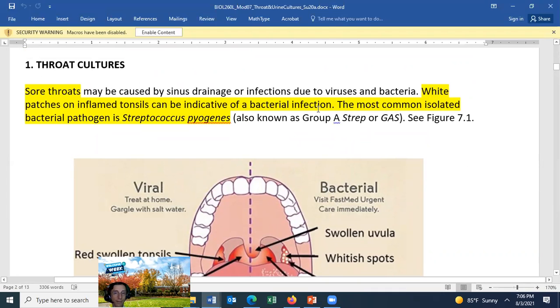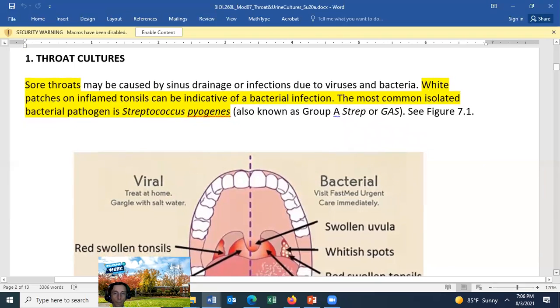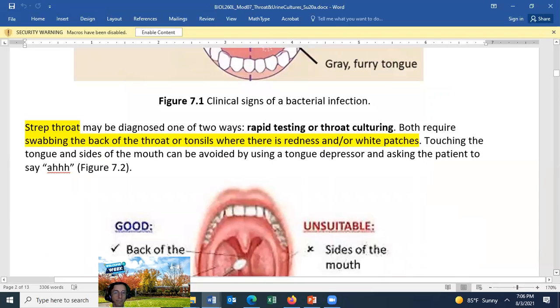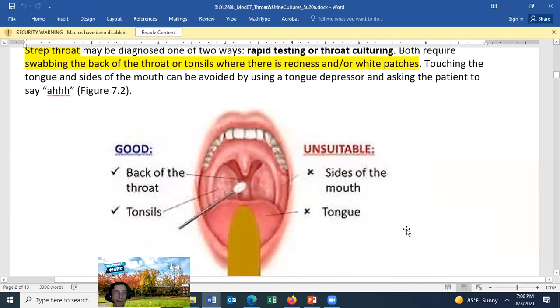which I don't use that term. Or Group A Streptococcus. So I list the species Streptococcus pyogenes. If you have strep throat, what you want to do is swab the back of the throat or the tonsils where there's redness and white patches. You do not want to touch the sides of the mouth and the tongue.